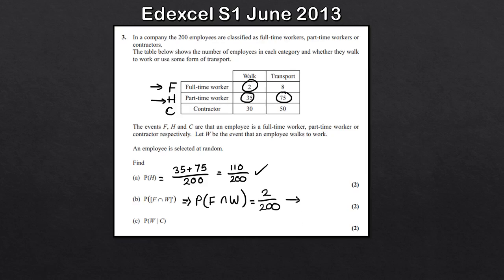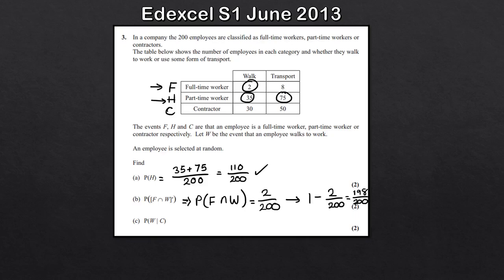To find the solution for the complement, we do 1 minus 2 over 200. This would clearly be 200 over 200 minus 2 over 200, which gives me 198 over 200 there. Hope that one doesn't seem too bad. All we've done first is find F intersection W, and then find the complement from that. So that's our solution there, 198 over 200. And again, you can give that as a decimal if you prefer.